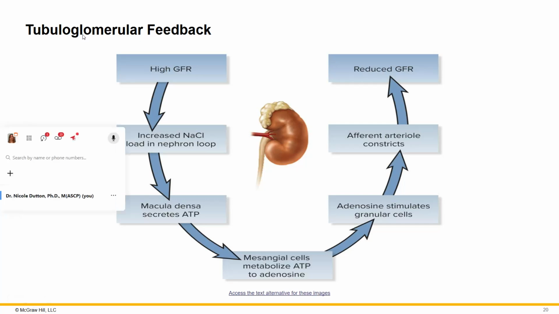So if we have a high GFR, we increase sodium chloride load in the nephron loop. The macula densa secretes ATP, which the mesangial cells metabolize to adenosine. Adenosine stimulates granular cells. The afferent arteriole constricts, and it reduces the glomerular filtration rate.